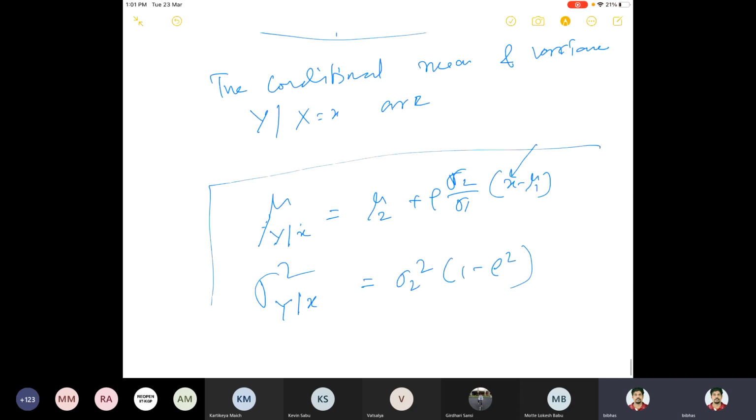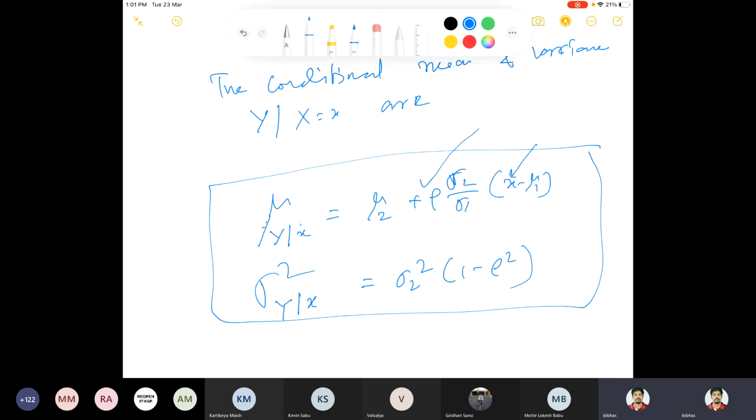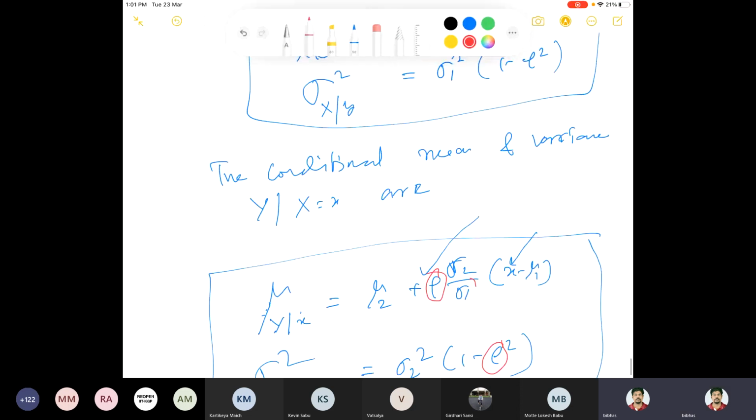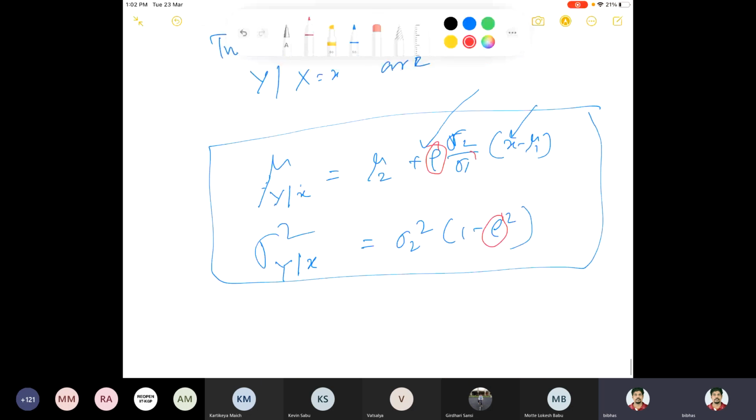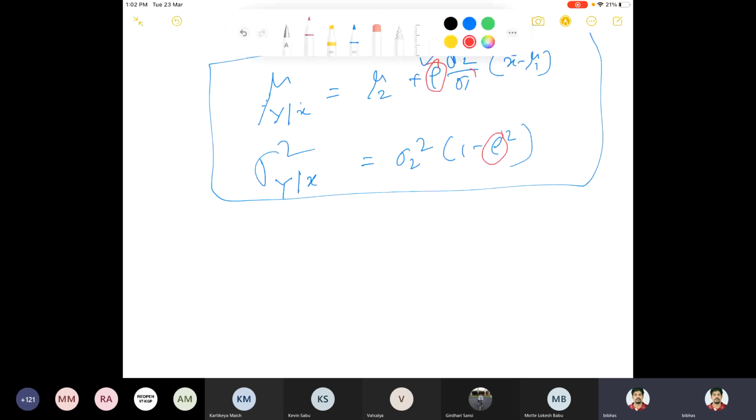This is the formula. Now, interestingly, you see this rho is playing a very big role. You can think of rho as influencing all the formulas. This correlation coefficient is very important. Here is an example where the correlation coefficient measures how two different random variables are correlated. This is very important in the formula of conditional mean and conditional variance.